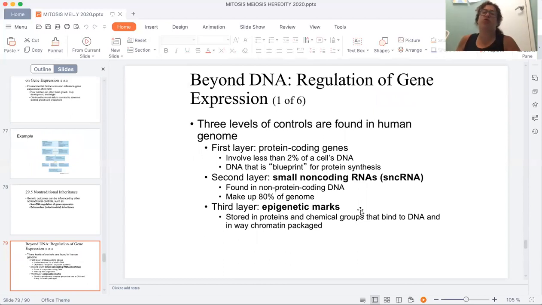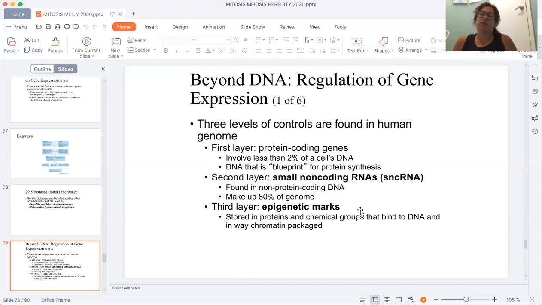As far as how we control gene expression, we have 3 layers. First layer is the actual protein coding genes, and this involves less than 2% of the cell's DNA. It's the blueprint. The second layer is what we call small non-coding RNA, and this is about 80% of our genome. So only 2% of our genome is actually responsible for the blueprint. The rest is the small non-coding RNA, and they have a part that we won't get into because you guys are not molecular biology people.